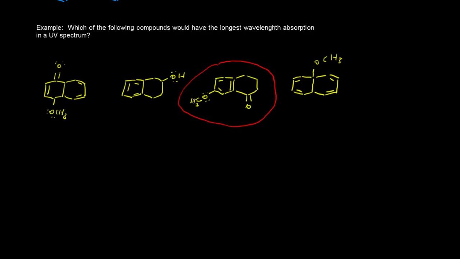So the compound with the longest conjugated pi electron system is the third one, and we'd expect that one to have the greatest lambda max for its pi to pi star transition. You'd also see n to pi star transitions here, but those would be weak.